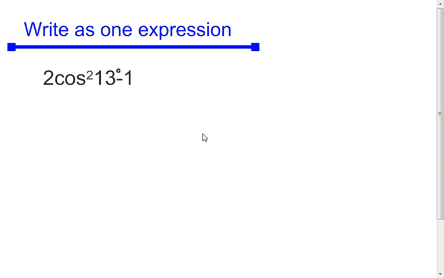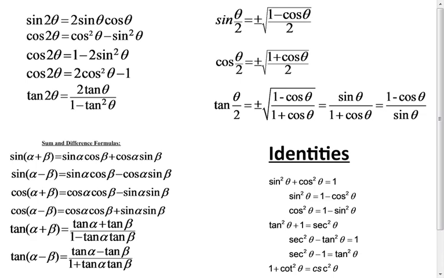First of all, this one I'm just asking you to write as one expression. What you're going to do in this first section is find a formula that this matches up to. This is going to be the right side of either a sum and difference, a double angle, or a half angle formula, and you're going to give me the left side. So I am going to look for a formula that goes 2 cosine squared theta minus 1. Again, it could be a double angle, half angle, or sum and difference formula. Probably won't be an identity on these pages, but we'll get to some like that.